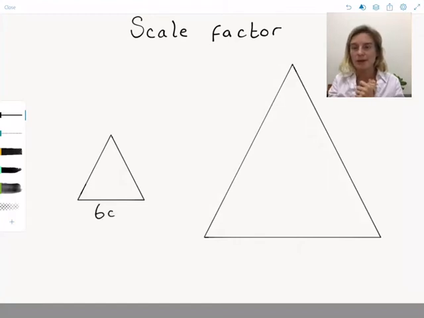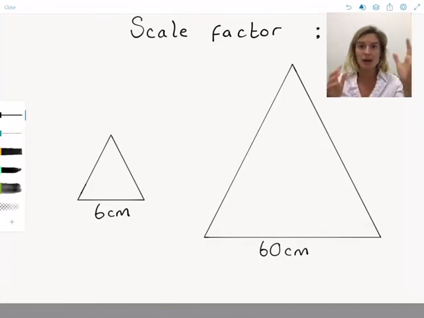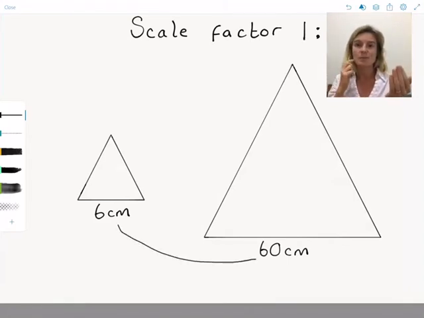So the base of our triangle is 6 centimetres. And the base of our enlarged triangle is 60 centimetres. Wow! How do I make 60 from 6? What do I do to the number 6 to make it the number 60? I've got to multiply it by something, but what? Let's compare the same sides, base of the triangle. 6 times something equals 60.